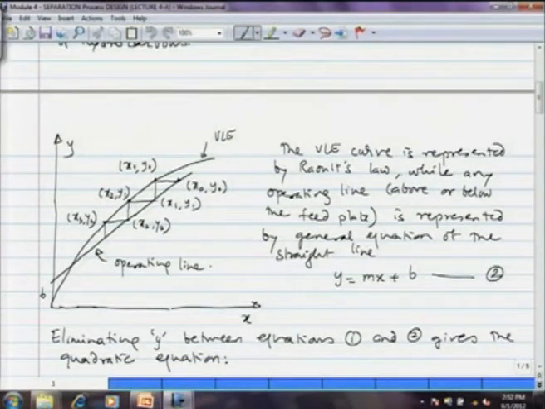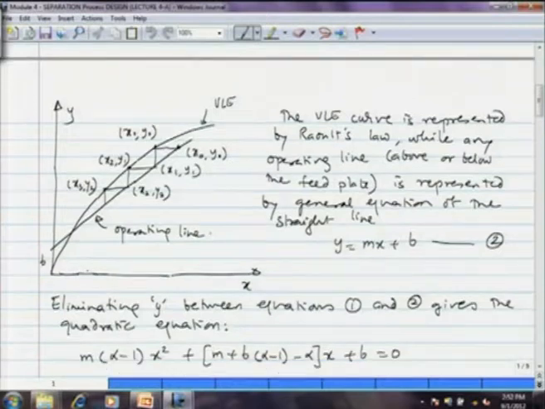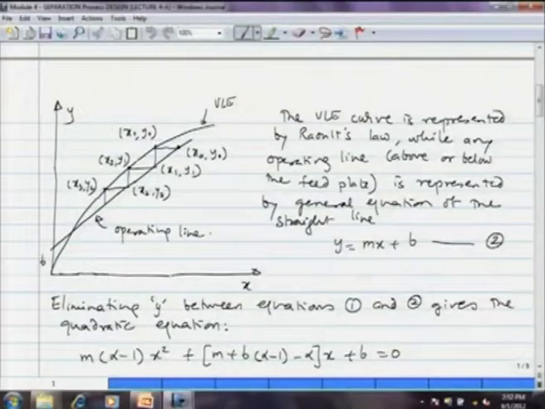The diagram now appears on your screen. The VLE curve is essentially a parabolic curve, and then we have to plot the two operating lines, one for the rectification section and another for the stripping section. Rectification operating line is above the feed plate and stripping line is below the feed plate.